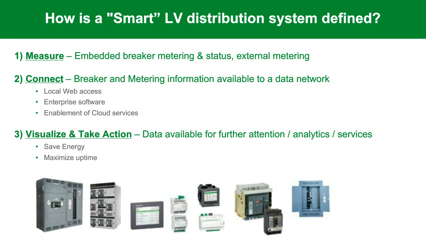So how do we define what we call a smart distribution system? Here's one way that that's defined. Many people define it in different ways. So here's one example. It kind of goes back to that car situation. You have a measure component, you have a connect component, and you have a visualize component. So on the measure piece of that, you're able to use the embedded breaker metering or the embedded status of the breaker, communications of that information. Or you're able to use information from, say, external metering. Those are all measurement pieces in the scenario.